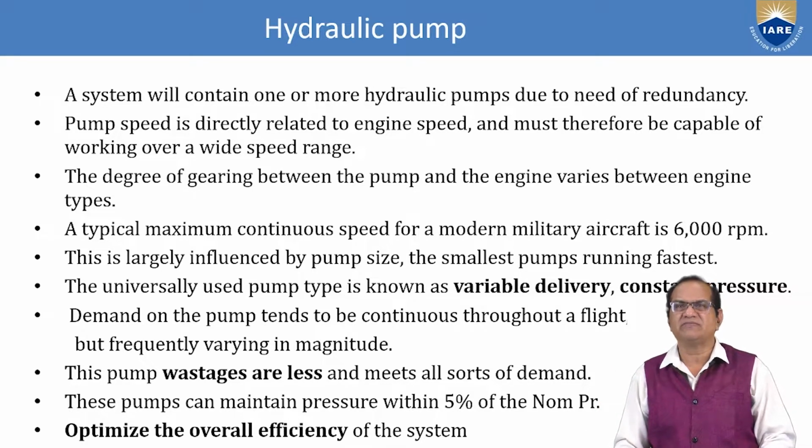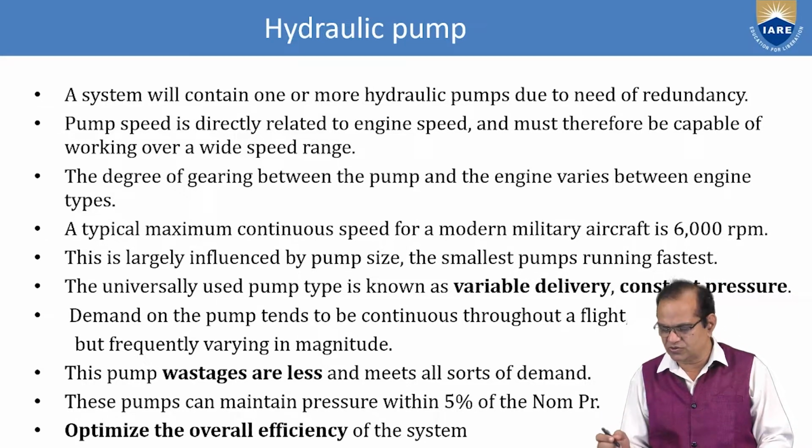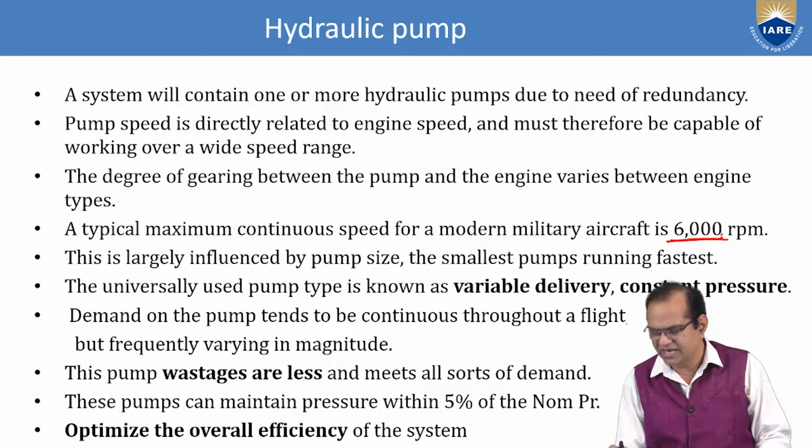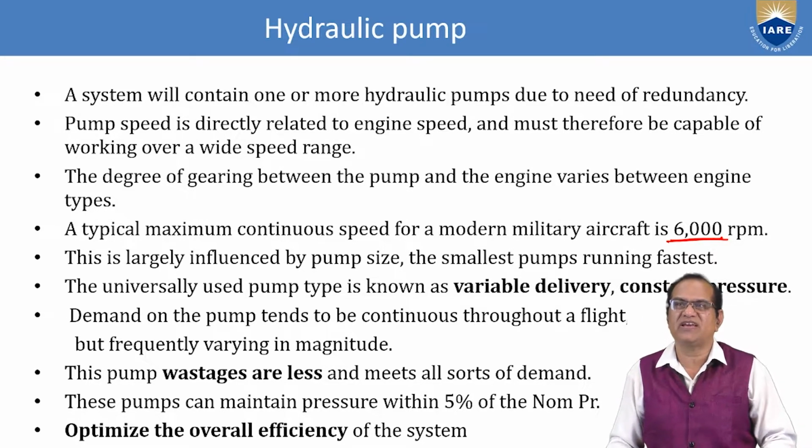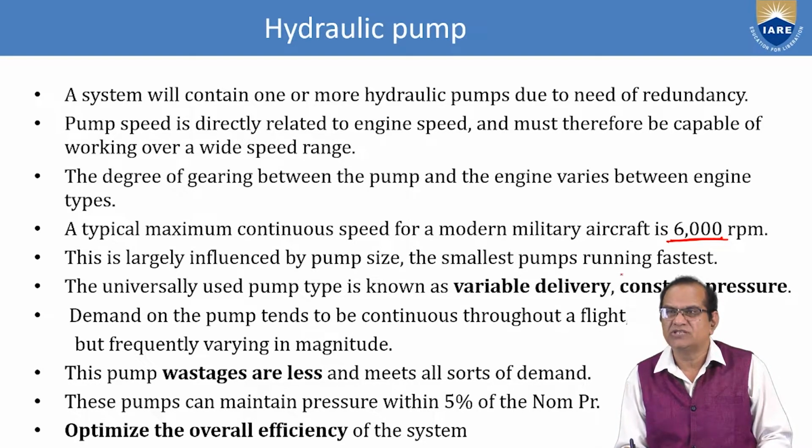A typical maximum continuous speed for a modern military aircraft is 6,000 RPM. This is largely influenced by the pump size, with the smallest pump running fastest. So the smaller the pump size, the faster the pump will run.